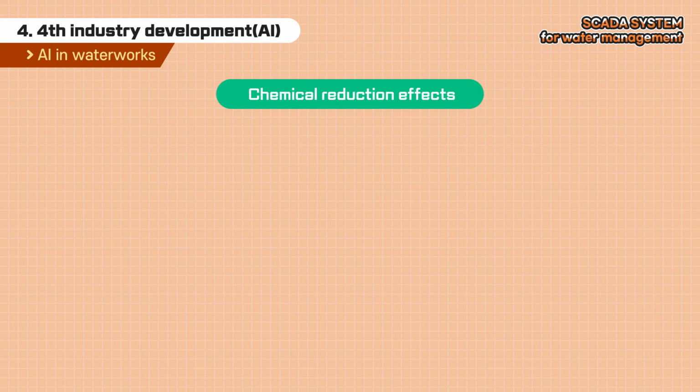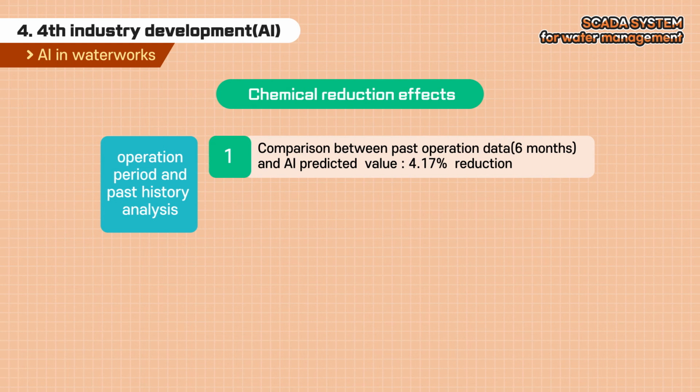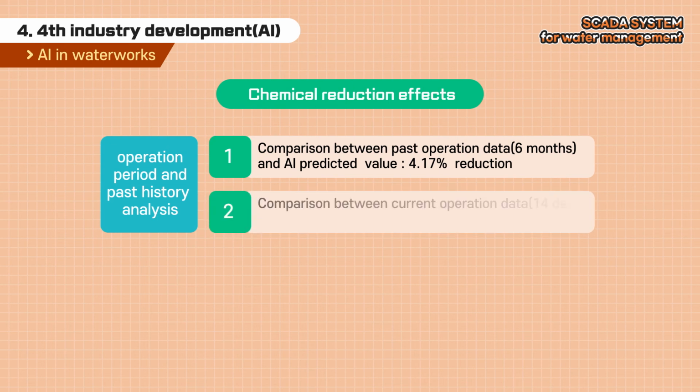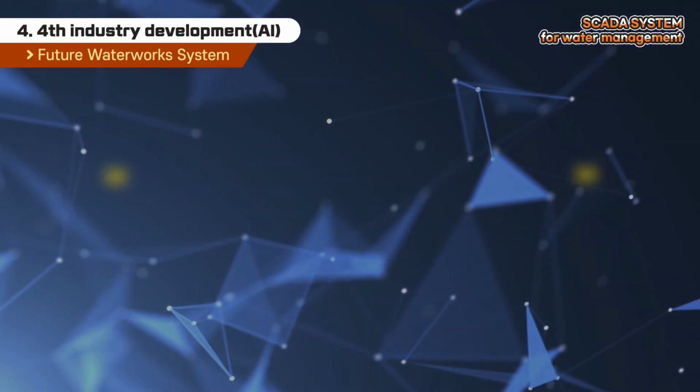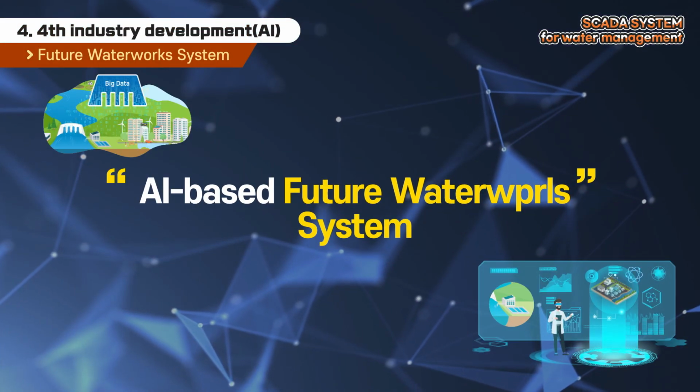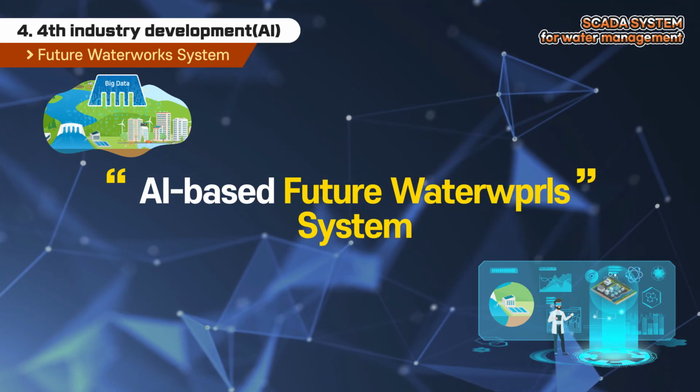Regarding chemical coagulant reduction effects, it was confirmed that the use of chemicals was reduced by 4.17% compared to the previous operation data, 6 months, and increased by 1.03% compared to the current operation data, 14 days. Therefore, it is expected to reduce the cost of coagulant by about $560 million per year when expanded to all business sites. An AI-based future water treatment plant is defined as a smart water treatment plant.